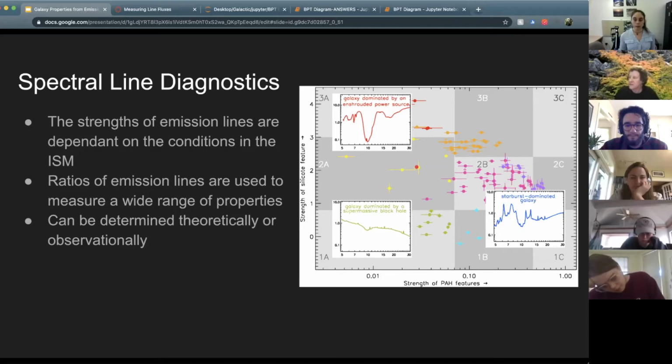So that's one way we can use emission lines observationally to separate the types of galaxies we're looking at, which is going to be useful, especially if you're looking at high redshift galaxies where you can't actually observe what they look like. They just look like little smudges. So if we can measure their spectra and get the strength of emission lines, we can figure out if they're more similar to star-forming galaxies or AGNs.